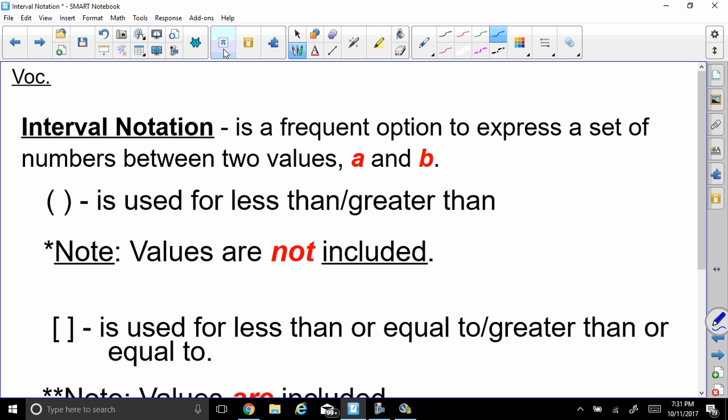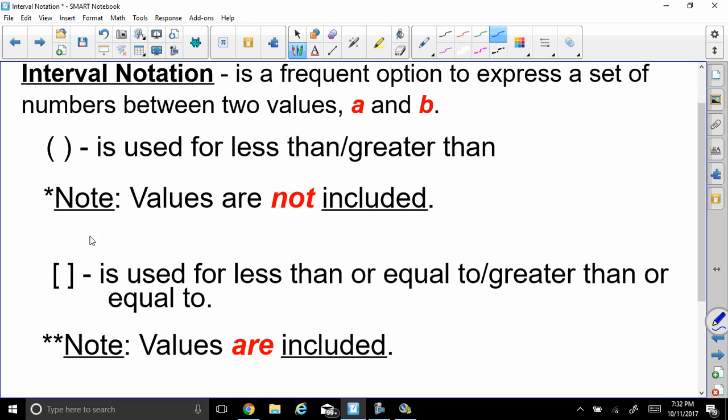Interval notation is a frequent option to express a set of numbers between two values, A and B. The parenthesis is used for less than or greater than. Note, values are not included. So if you have the less than or greater than symbol, remember to use parentheses in your interval notation. When we have brackets here, it's used for less than or equal to, greater than or equal to. Note the values are included.